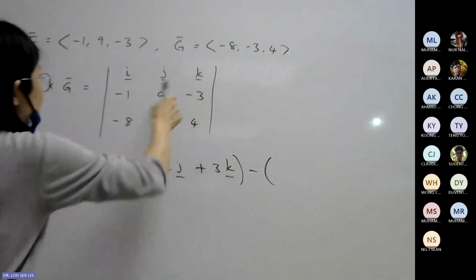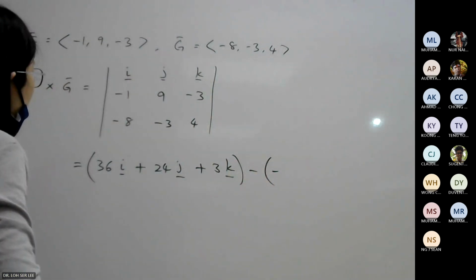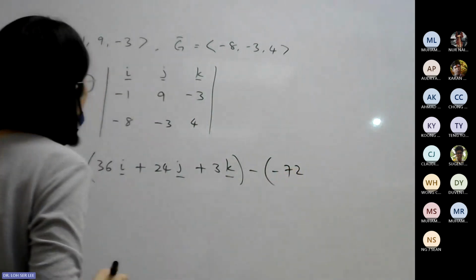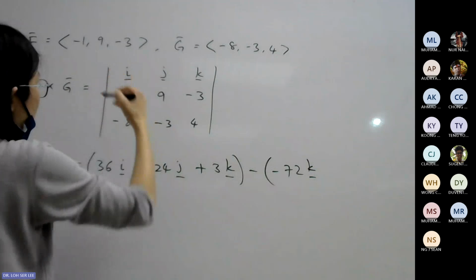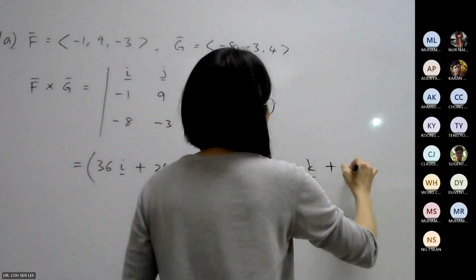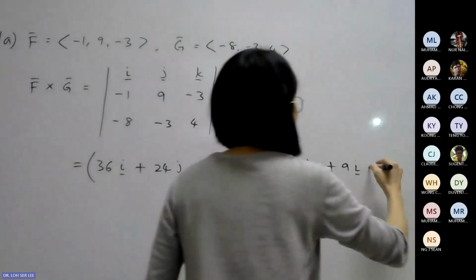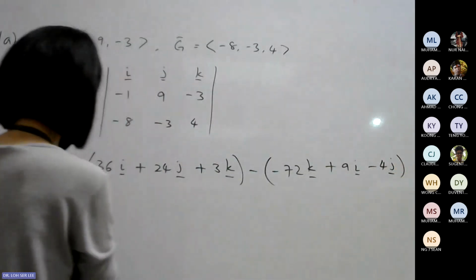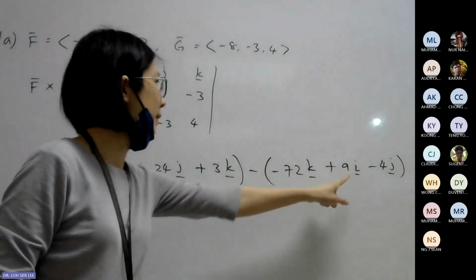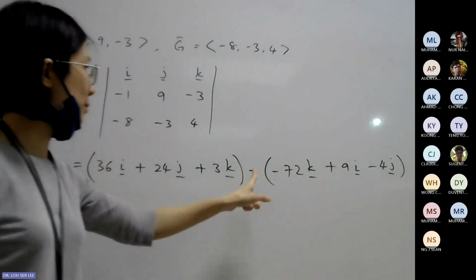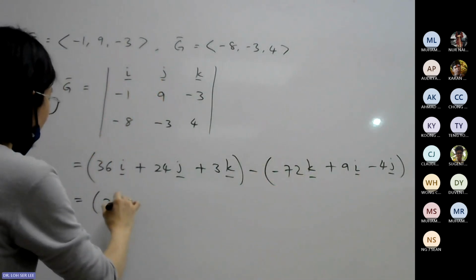Okay, so the other direction will be negative 72 K. And this 1, 2, 3 will be plus 9 I. And this 1, 2, 3 will be minus 4 J. So I combine I with I: 36 minus 9. Okay, so 25 I.